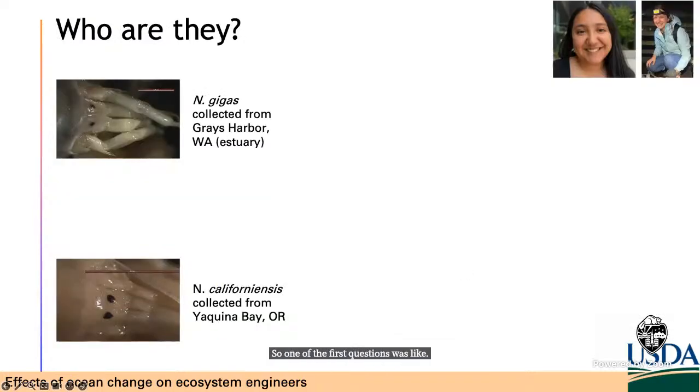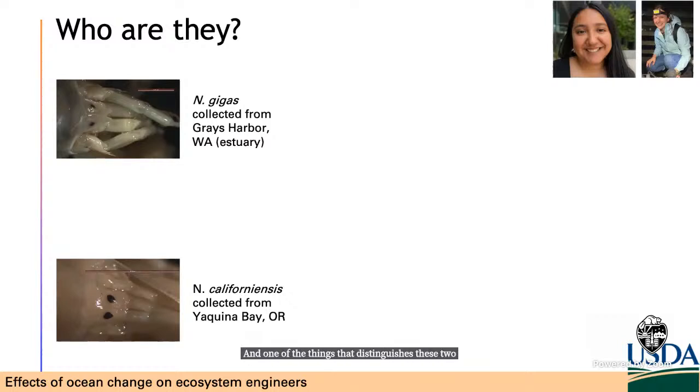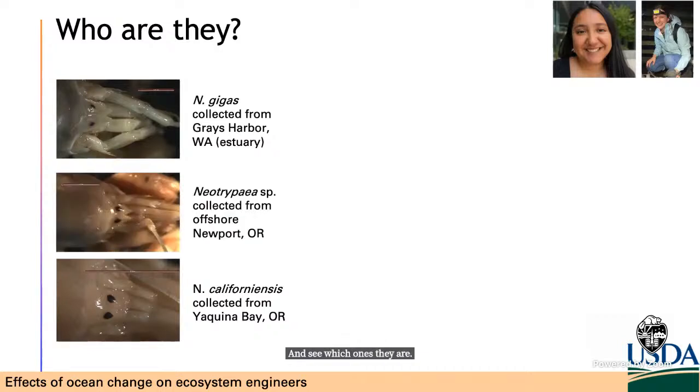We have a lot of questions about this. So one of the first questions was like, who are these shrimp even? We've got 2 species in the estuary. Pictured up top is Neotrypaea gigas. And one of the things that distinguish them is the eye stalks: the gigas have concave edges, whereas the californiensis have convex. So you can look at them quickly and see which ones they are. So here are our offshore ones, and the edges of their eye stalks are pretty concave.